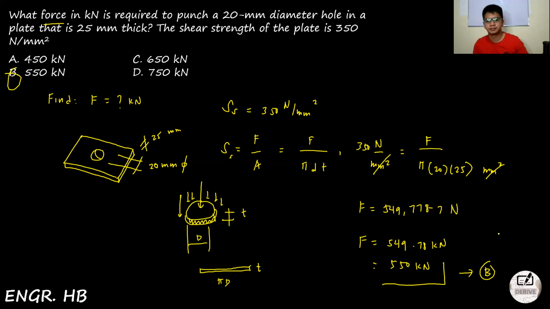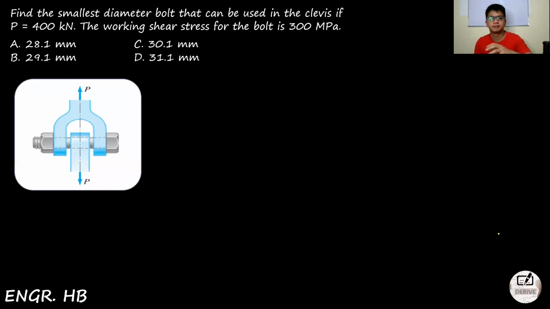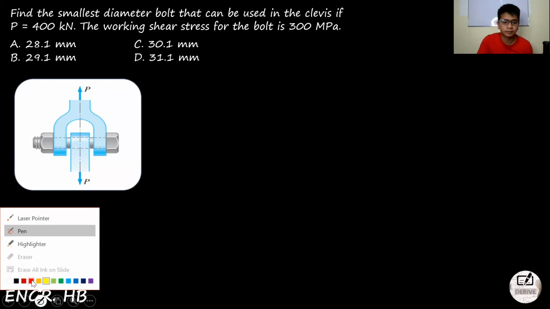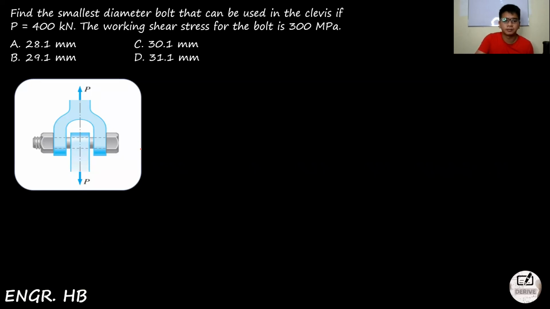Okay. So next problem. Find the smallest diameter bolt or bolt diameter that can be used in the clevis if P is equal to 400 kilonewton. The working shear stress for the bolt is 300 megapascal. So we are looking for the smallest diameter of bolt for the clevis. So saan ba dyan makikita yung bolt? Of course, ito yon. So this will be our diameter, small d. So this is the clevis, of course.